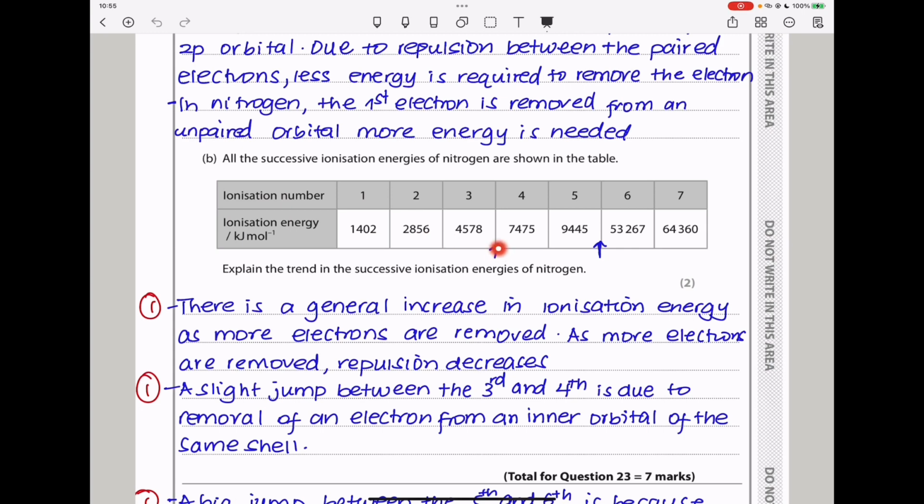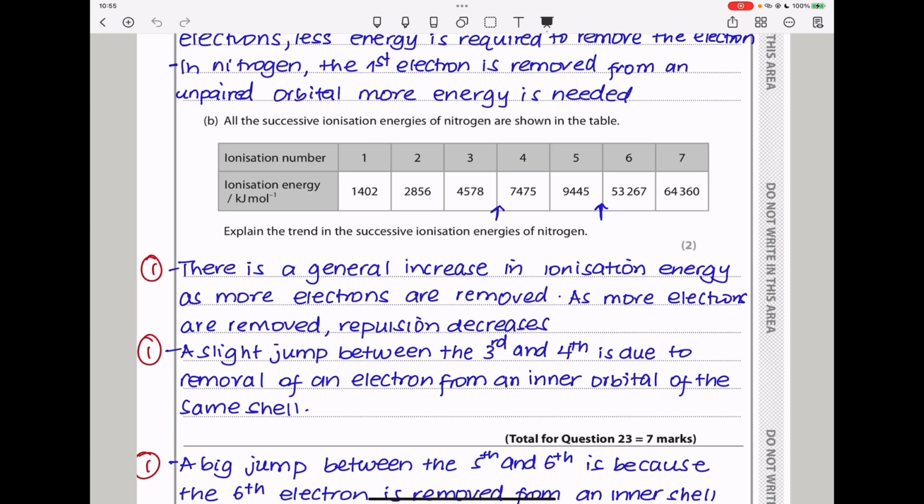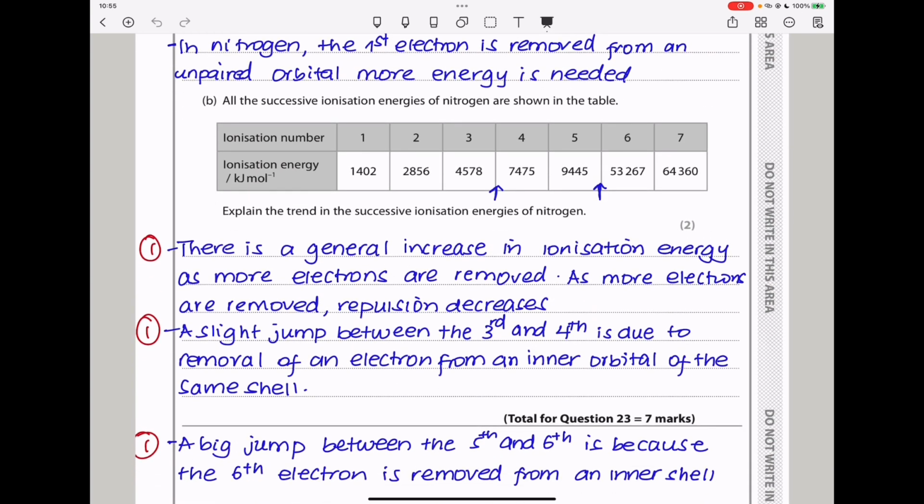Between this and this is a tiny jump because all these electrons belong to the same shell. So this is moving from one subshell to the next subshell. However, there is a very big jump here because this is moving from the outer shell to the inner shell. We expect more energy to be required as electrons from inner shells are removed. So I said there is a general increase in ionization energy as more electrons are removed, and as more electrons are removed, repulsion decreases.